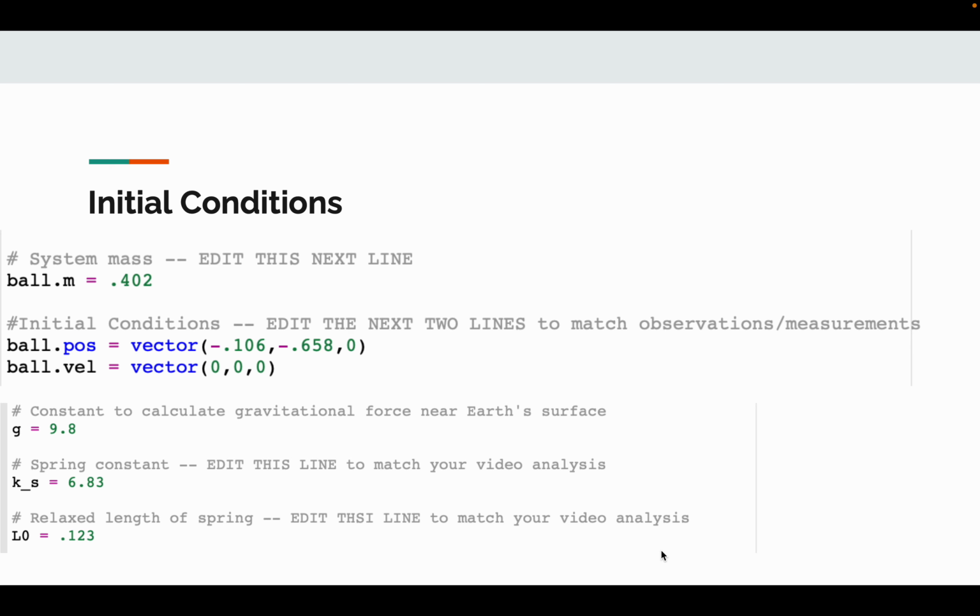Now we get into the initial conditions for our code. We can see the ball's mass is 0.402. The ball position, which came from the Tracker videos, is negative 0.106 and negative 0.658. Gravity is 9.8, the spring constant is 6.83, and the relaxed length L naught is 0.123.